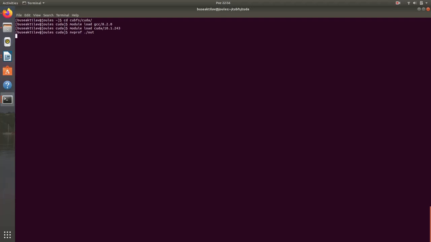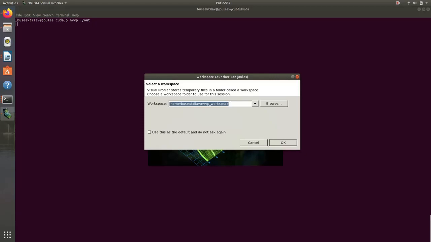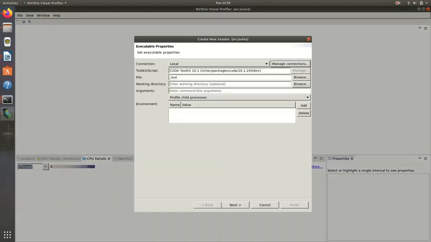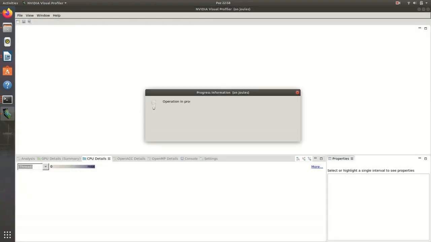NVProf creates detailed profiles of where codes are spending time and what resources they are using. NVVP collects and analyzes the low-level GPU profiler output for the user. It gives timeline analysis of the running code.